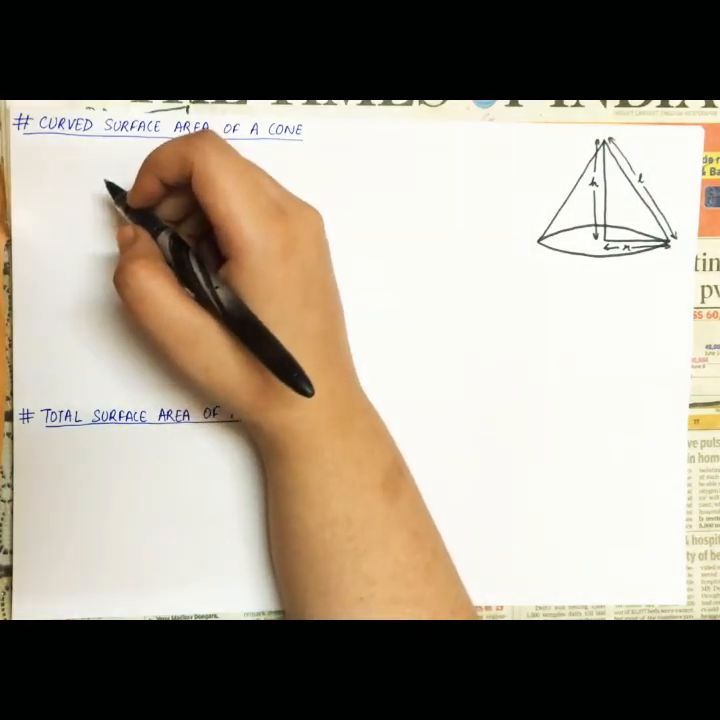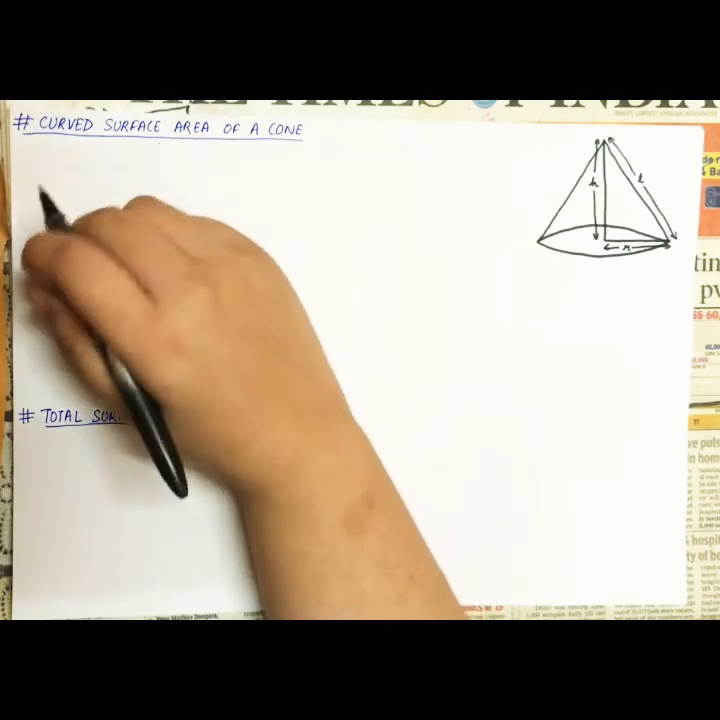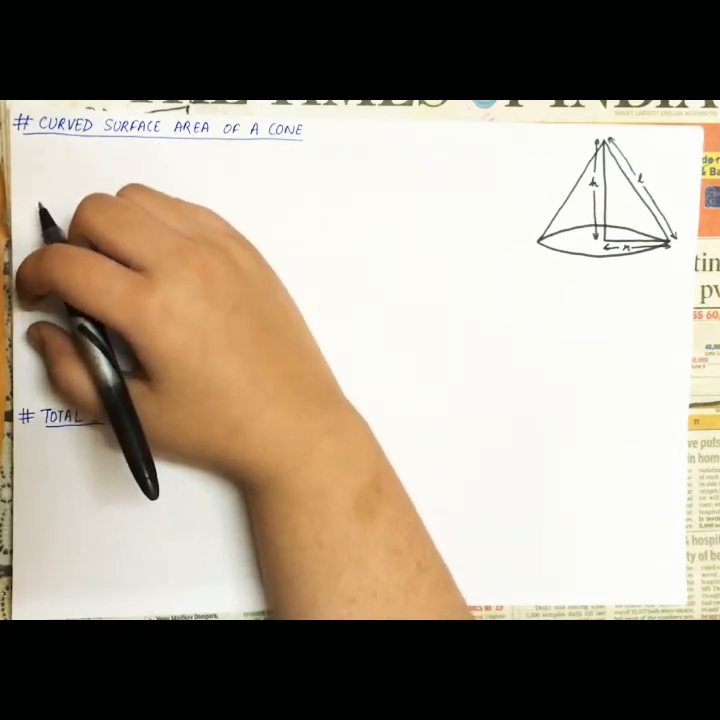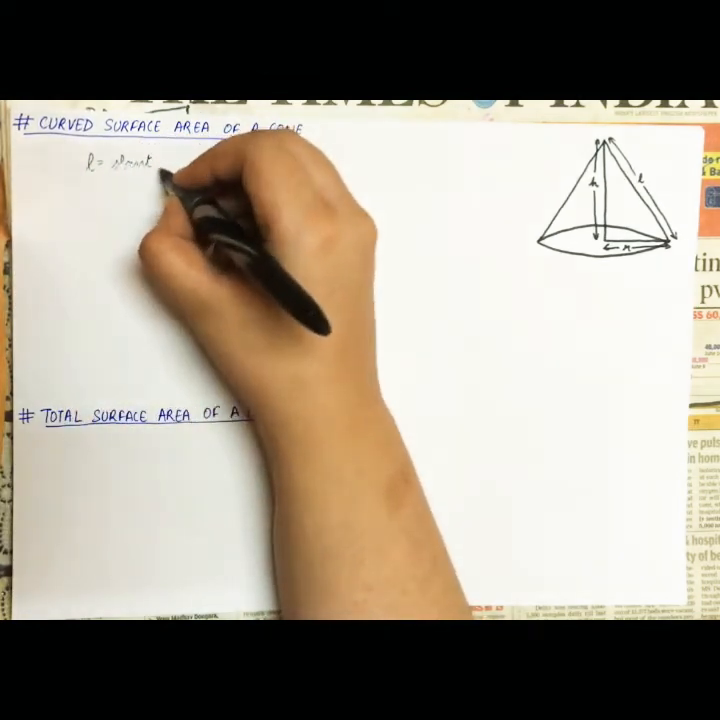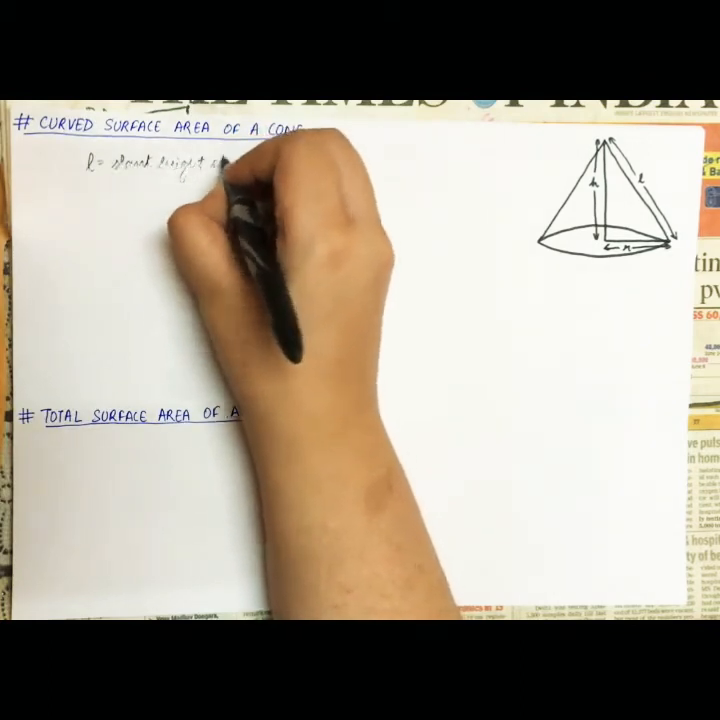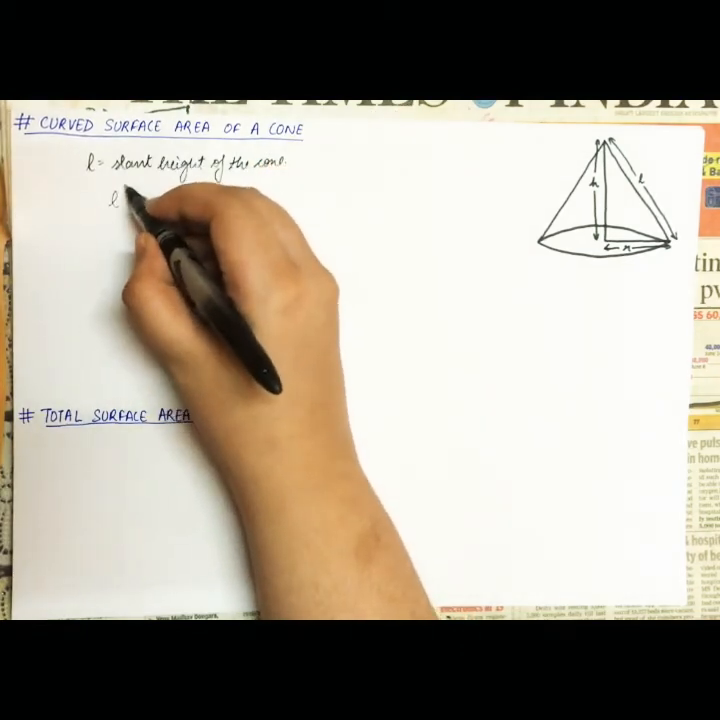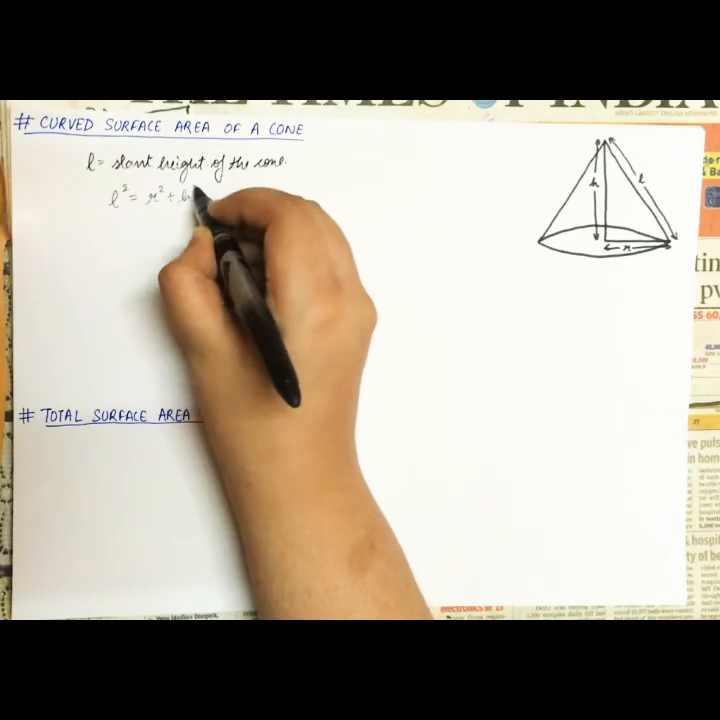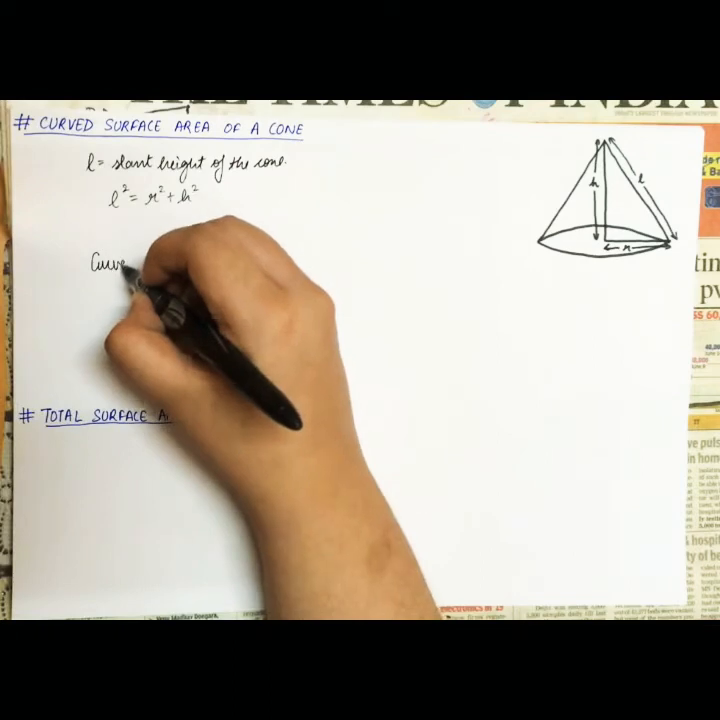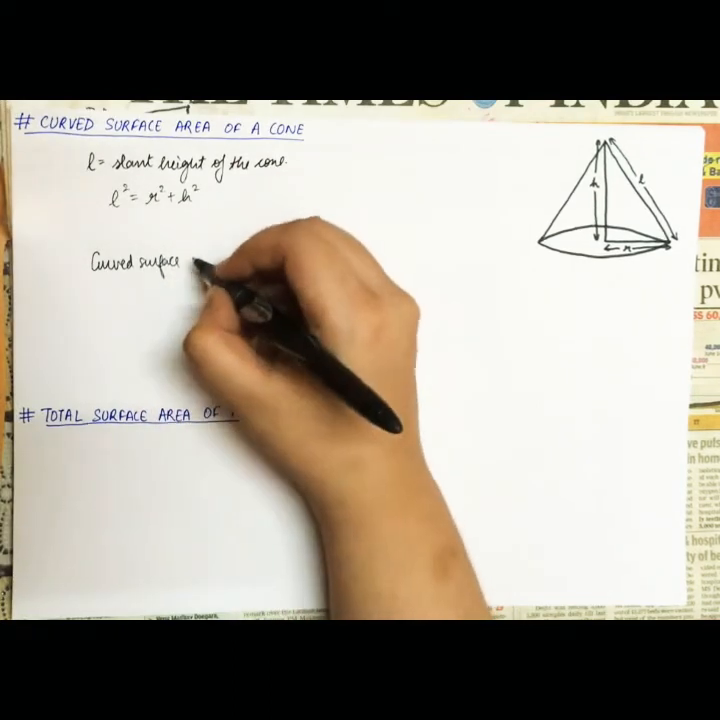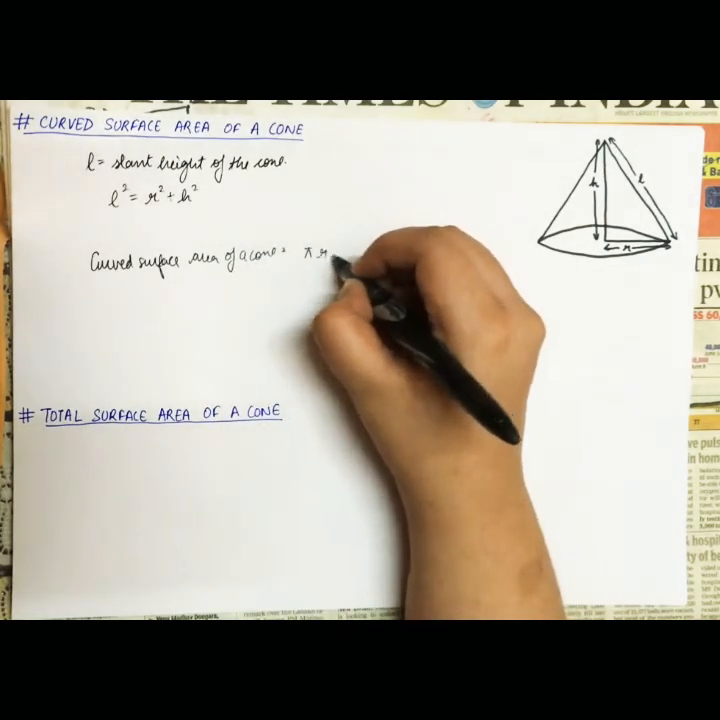Hello everyone, today we will continue chapter number 13, surface areas and volumes. We will start with curved surface area of a cone. Now here L is the slant height of the cone, where L square is equal to R square plus H square. And the curved surface area of a cone is equal to pi r L.